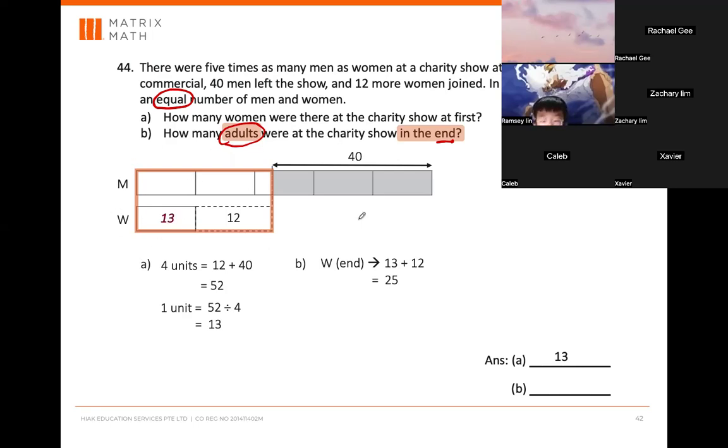But how about men? How do we find men? How do I know how many units were cut, how much is that? So what you do is use 25 times 2. Why? Because there were an equal number of men and women. So women at the end, you got 25. Men will also be 25. So the number of adults at the end will be 25 times 2, 50. So this question, a lot of you got it wrong. So take note of this concept.